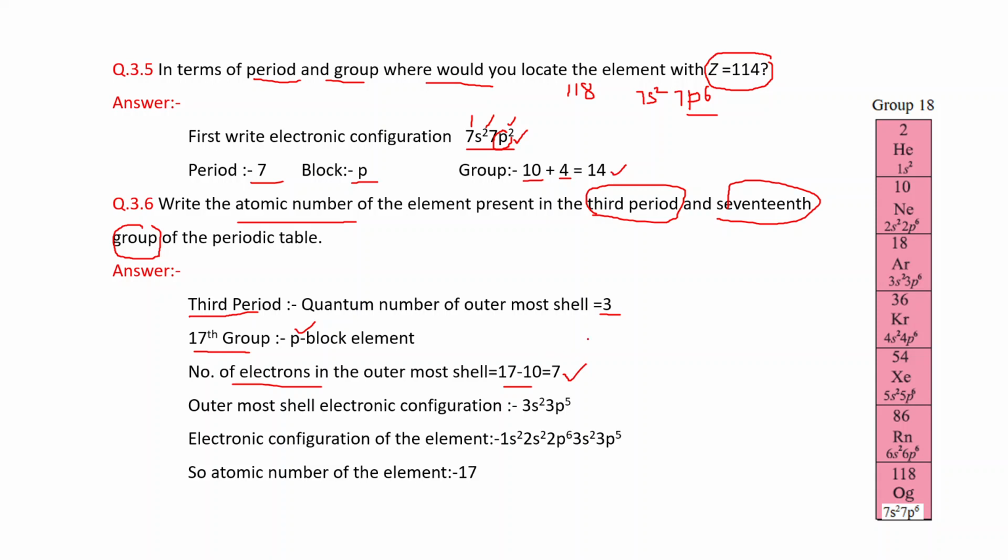Then with the help of these three pieces of information, that is, the quantum number of the outermost shell is 3, it is a p block element, and it contains 7 valence electrons, we can write its outermost electronic configuration as 3s2 3p5. This is the outermost shell. Then we can write the complete electronic configuration of this element, and this will come 1s2 2s2 2p6 3s2 3p5. If you add these electrons, 2 plus 2, 4, 4 plus 6, 10, plus 2, 12, plus 5, 17. That's why the atomic number of the element is 17.